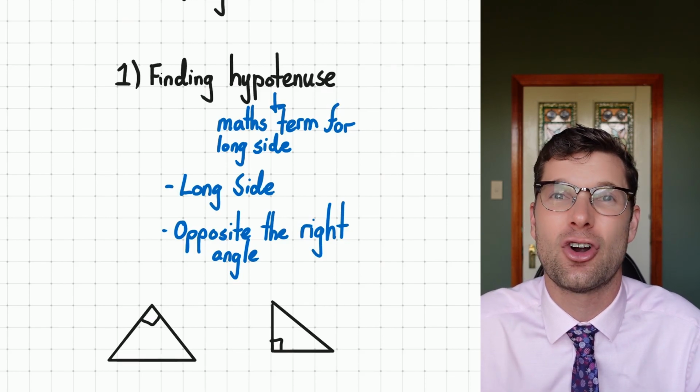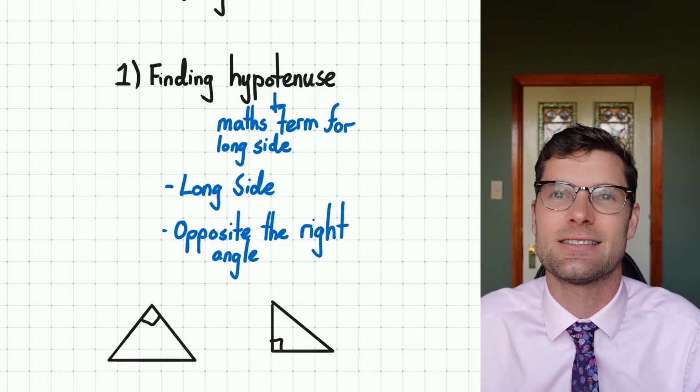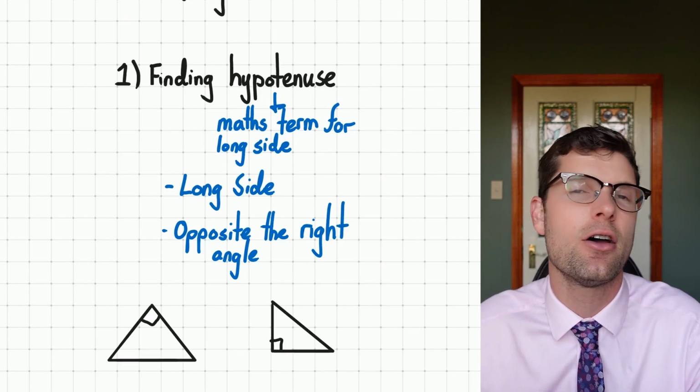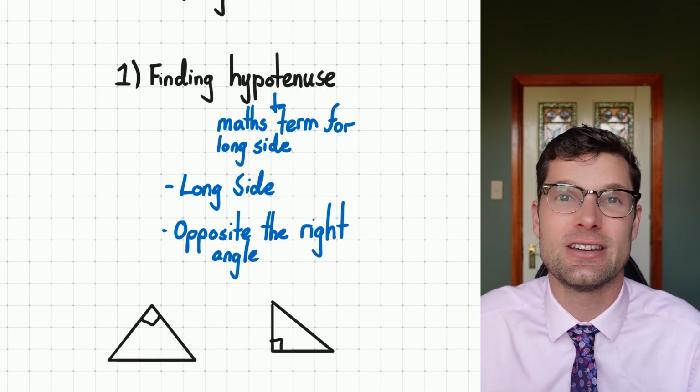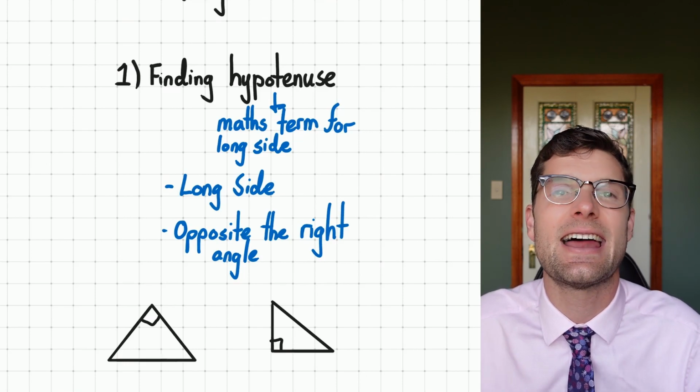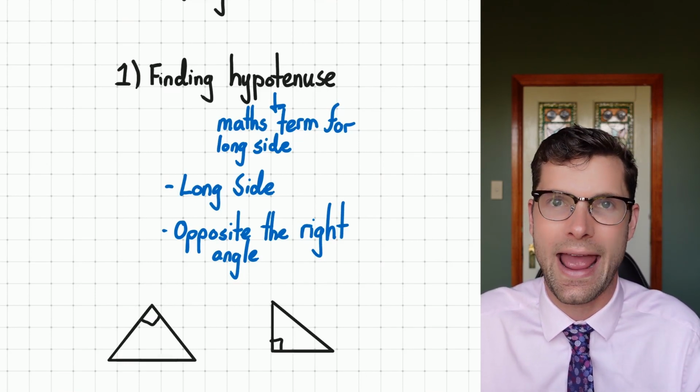But sometimes you'll get a triangle that doesn't look like it has a longer side. Maybe it's a bad printout, or maybe the teacher's just done a really quick example on the board. The other way that you can tell if it is a hypotenuse is that it's always opposite the right angle.